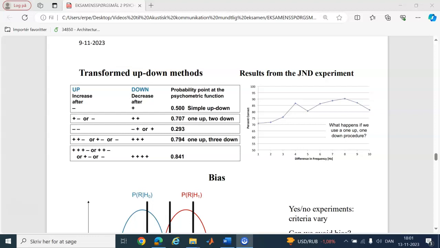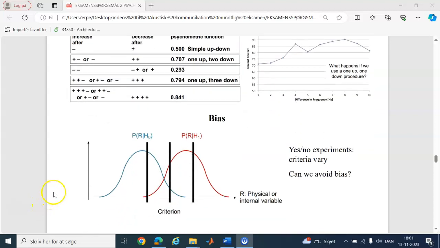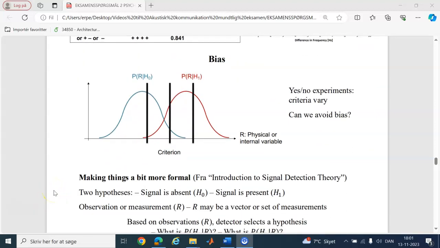You can have three in a row, three up and three down, one up, three down, and then the probability of yes is the third root of a half, which is about 79.4%, and so on. So we have a little bit of difficulty here. Yes and no experiments, the criteria vary. Can we avoid bias?